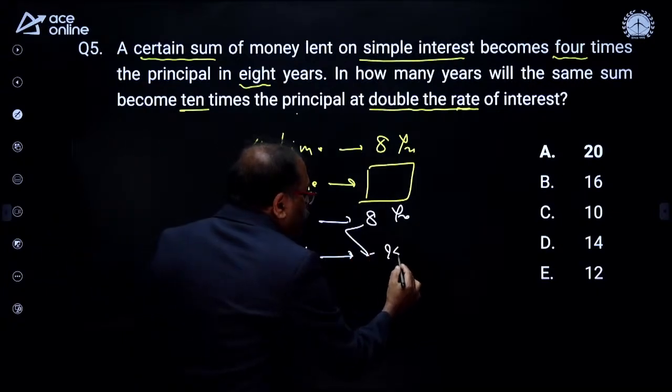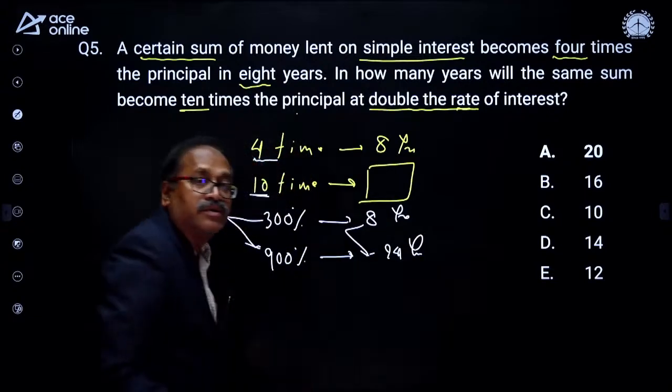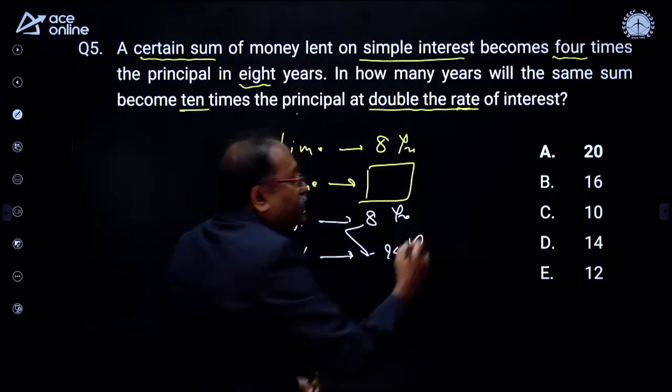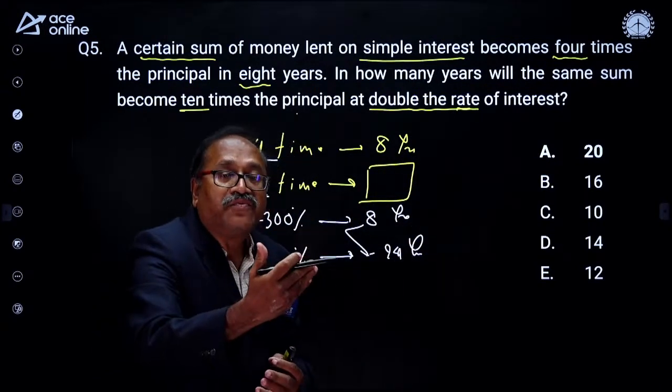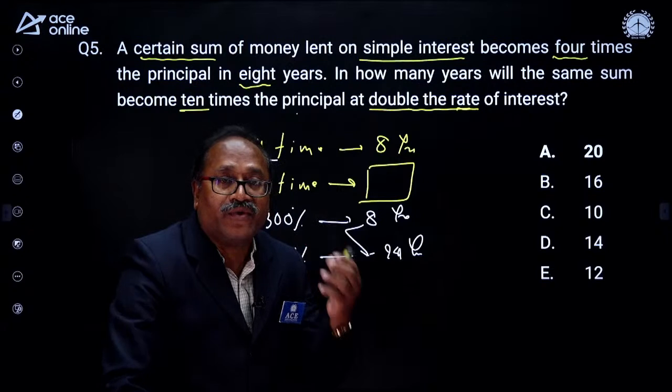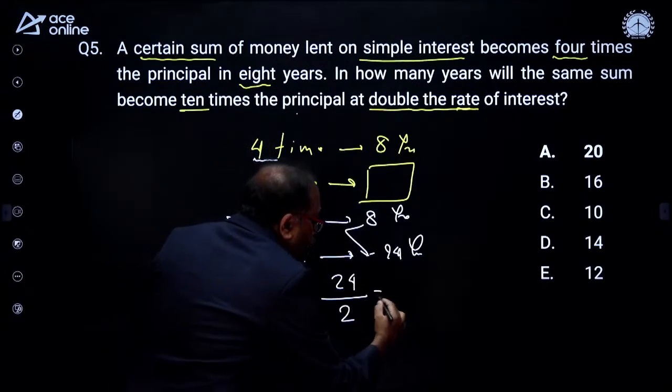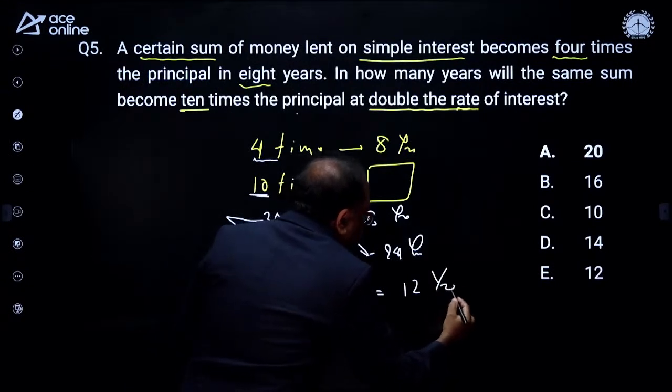8 times 3 is 24 years. It will take 24 years. But in the second case, the rate of interest becomes double. Therefore, the time will become half. So the actual time will be 24 by 2, which is 12 years.